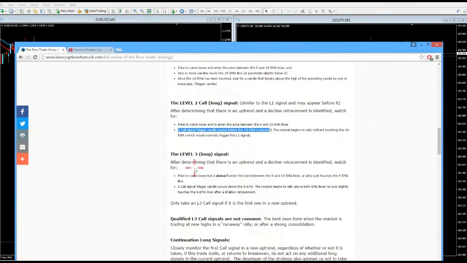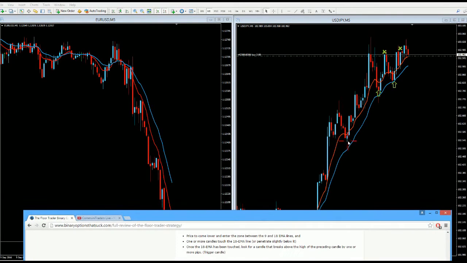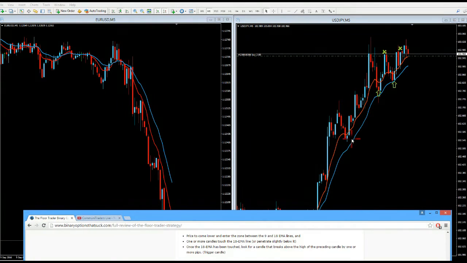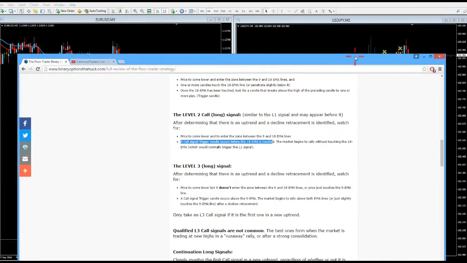The last one, this one is riskier. You take the trade when the price is not inside this zone at all. So you take it up here, for example. In this case, you would have traded here already. So these are the three types.